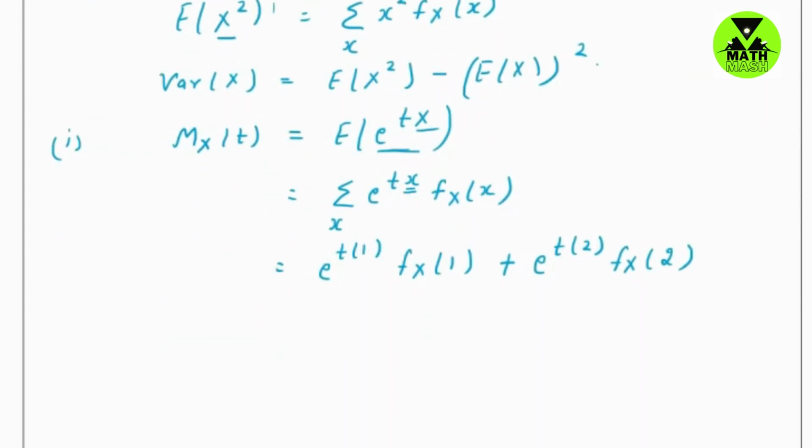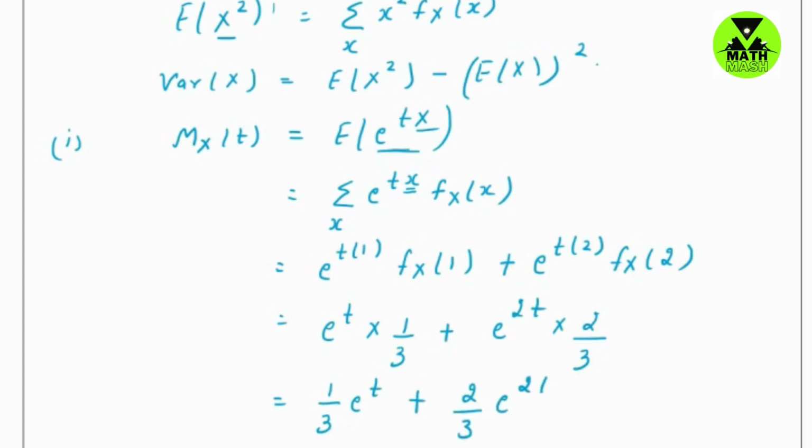So substitute f_X(1) and f_X(2). This becomes e to the power t, because 1 into t is t, times f_X(1), which is 1/3, plus e to the power 2t times f_X(2), which is 2/3. So the moment generating function is given by 1/3 e to the power t plus 2/3 e to the power 2t. This is the moment generating function, and it is defined for all real values of t. That means it is defined for all t belonging to the real numbers.